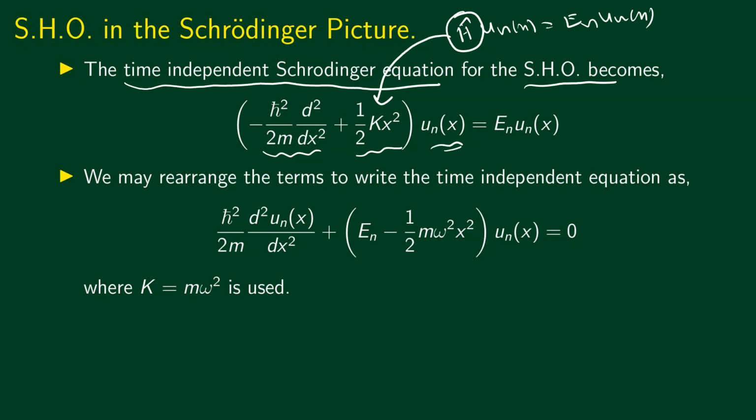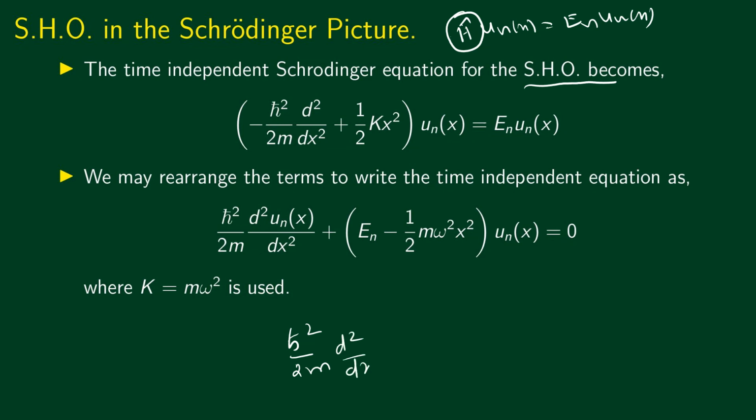Acting on u_n of x gives you a constant multiplied by u_n of x. This is the energy eigenvalue equation in the coordinate representation. All right. Now we can slightly rearrange the terms in here. So what we do is we multiply throughout by this minus, and it becomes ħ² divided by 2m d²/dx². Let me write it as d²u_n(x)/dx² minus half.